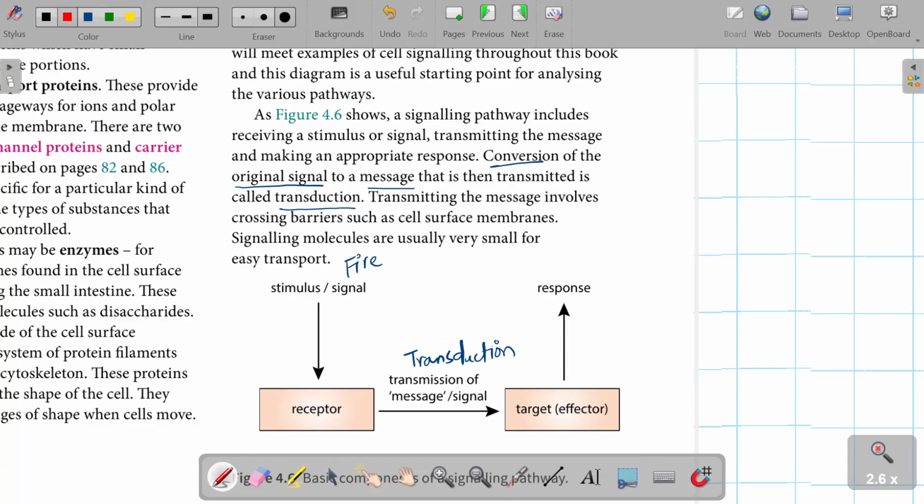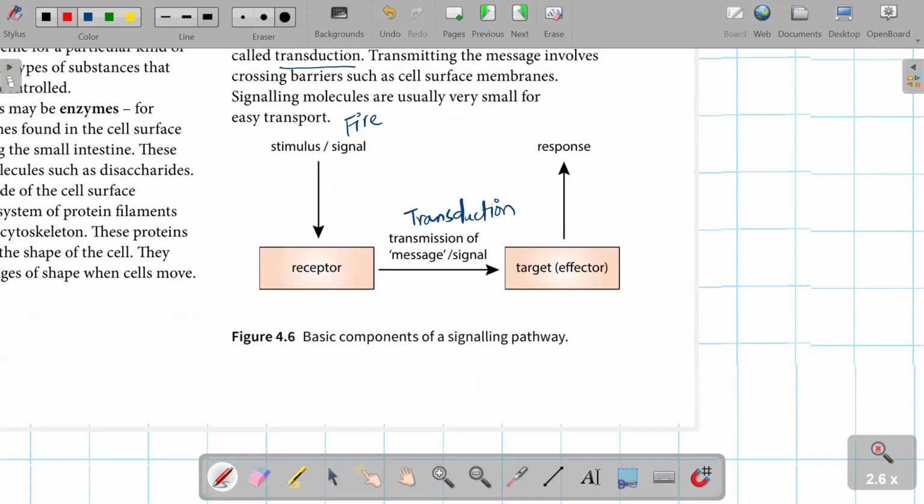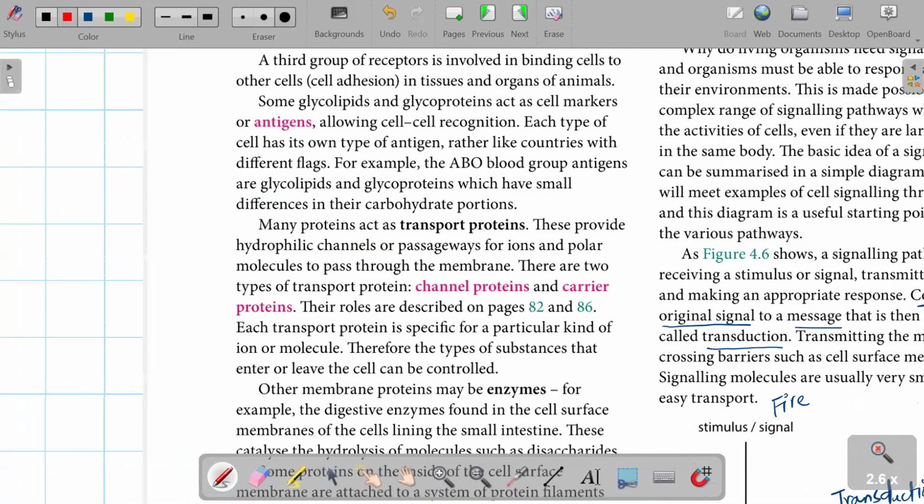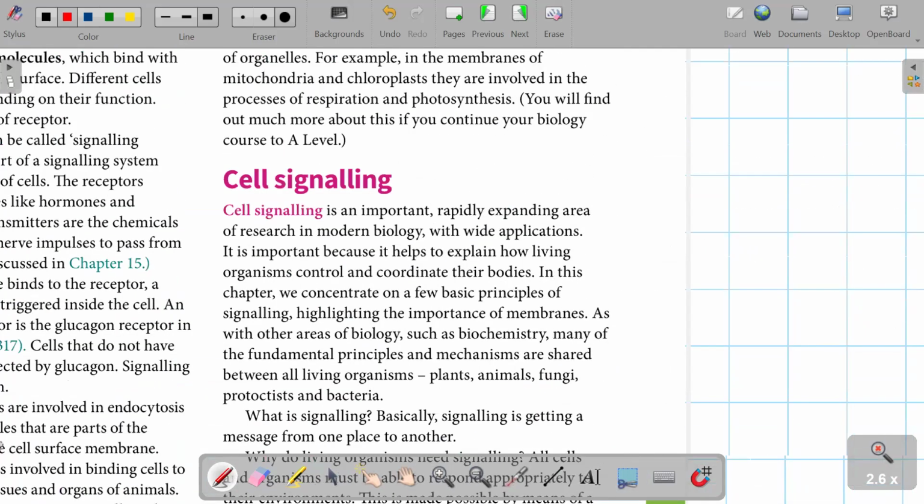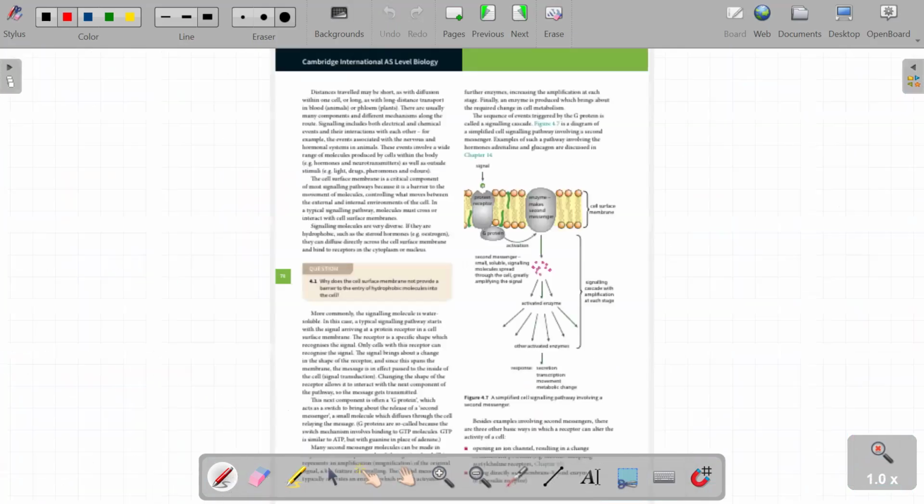It's when the stimulus is transferred into an effector, to stimulate a response. To get a response, basically. Okay, this was about cell signaling, and there are further details about it.